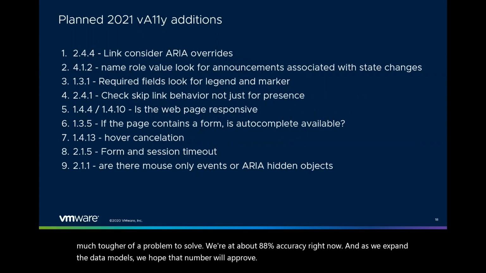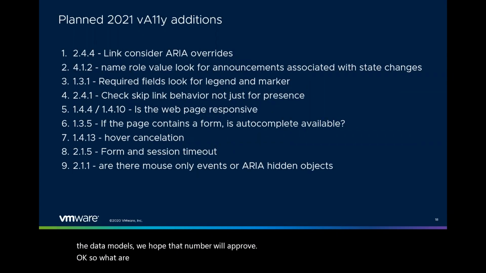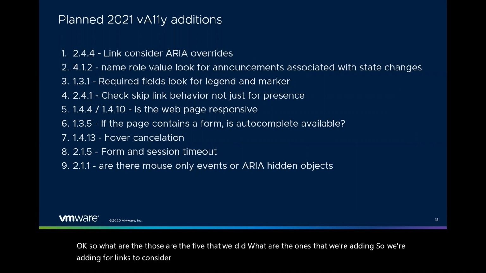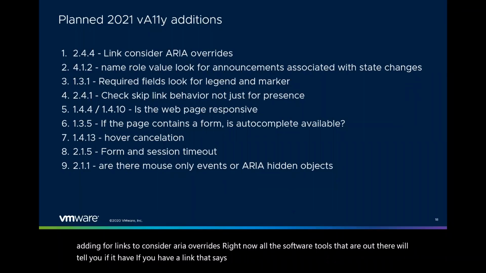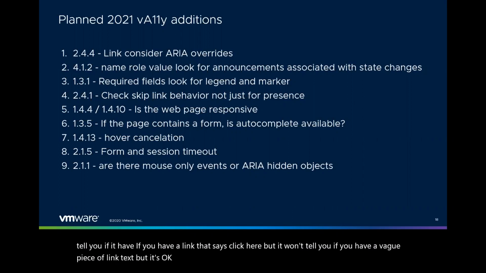Okay, so those are the 5 that we did. What are the ones that we're adding? So we're adding, for links, to consider ARIA overrides. Right now, all the software tools that are out there will tell you if you have a link that says "click here," but they won't tell you if you have a vague piece of link text but it's okay because it came with an ARIA override.